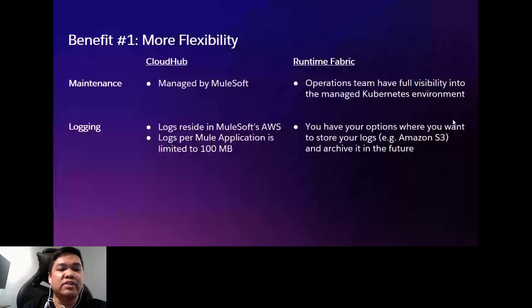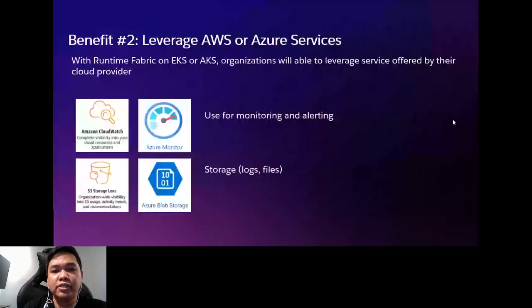And the second benefit is, of course, it will leverage AWS and Azure services. So with Runtime Fabric on EKS and AKS, organizations will be able to leverage services offered by their cloud provider. Basically, here I provided two examples: we have CloudWatch and Azure Monitor, so AWS and Azure. These are commonly used for monitoring and alerting. And for storage, we have S3 and Azure Blob Storage.